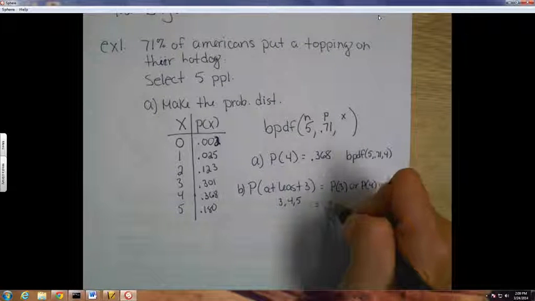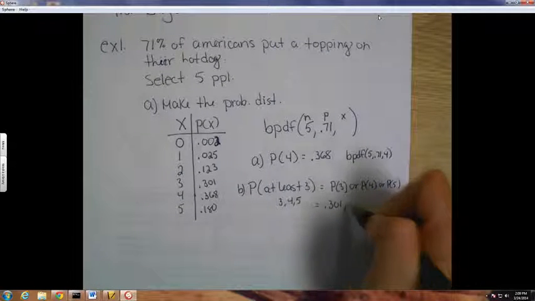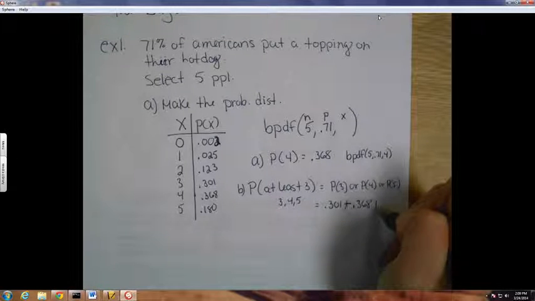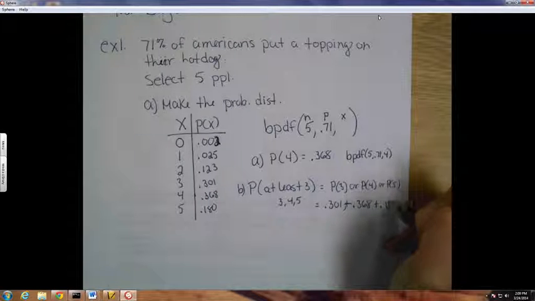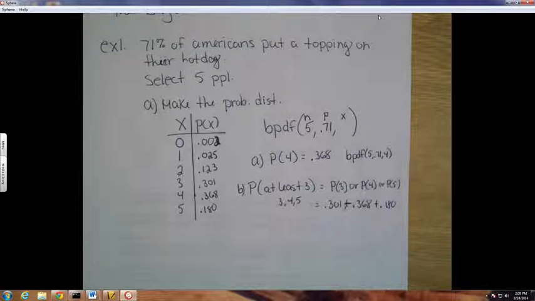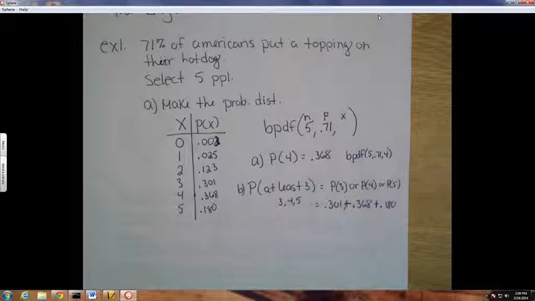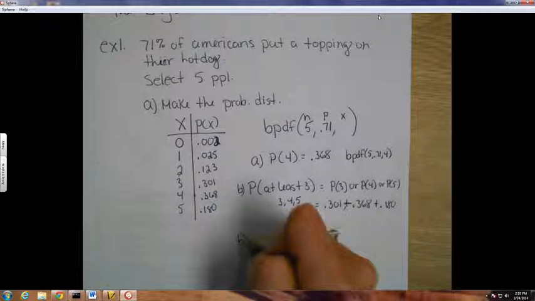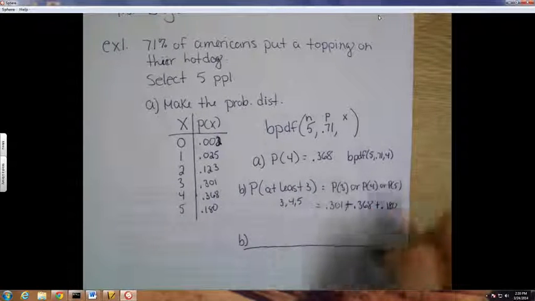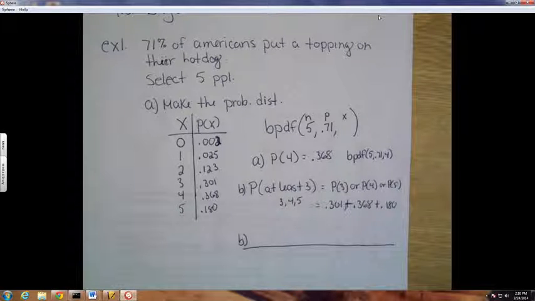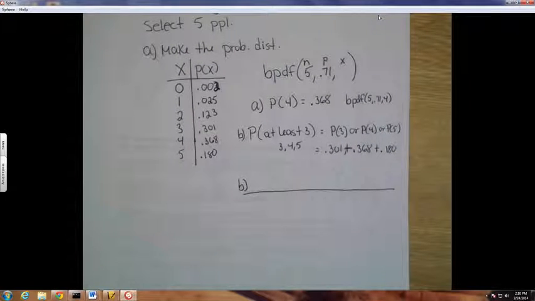So that would be 0.301 plus 0.368 plus 0.180. Easy enough to do because the table's there. It would have required us to do the binomial PDF 3 different times without the table and add them up. But in a minute, I'm going to show you a shortcut. So what I want to do is put another B here. This is going to be our shortcut. We're going to come back and redo this after I show you something in a minute. So leave a blank line for it, it's just 1 line, it'll be a calculator line.